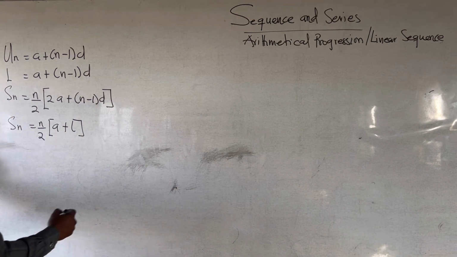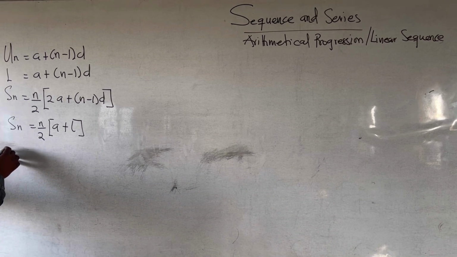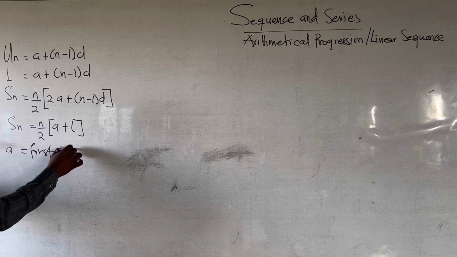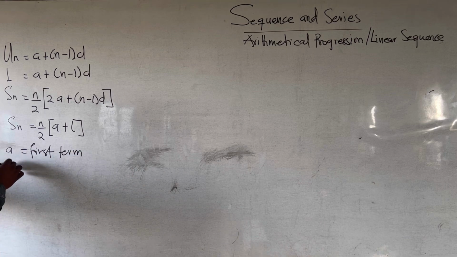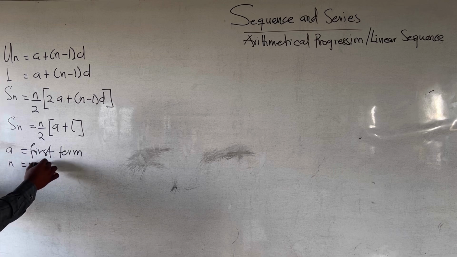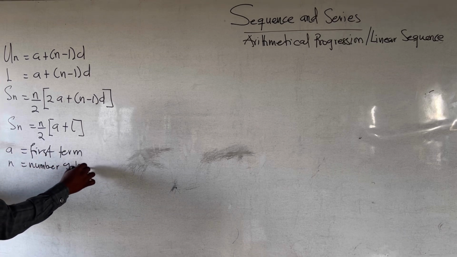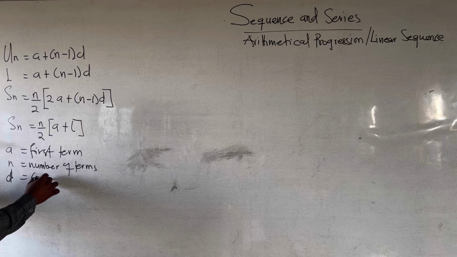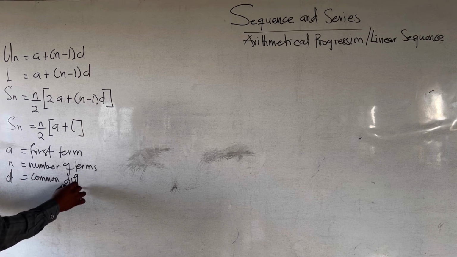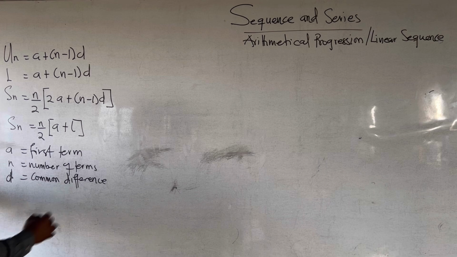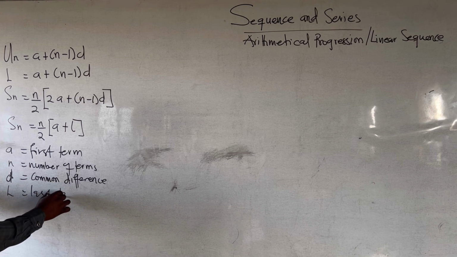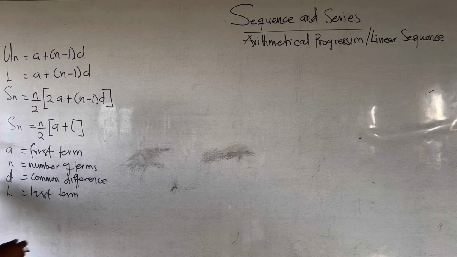Let us define some of the terms in these formulas. We have our a, which represents the first term of the sequence. We have our n, which represents the number of terms in the sequence. And we have d, which represents the common difference of the sequence. And we have our L, which represents the last term of the sequence.